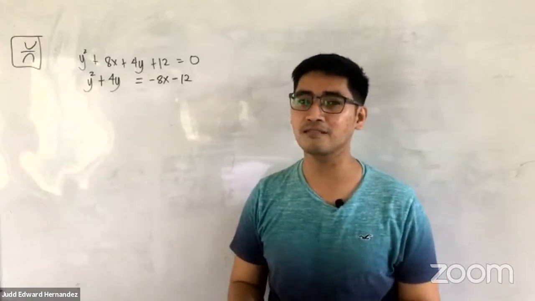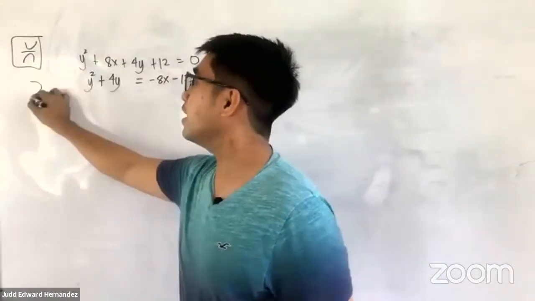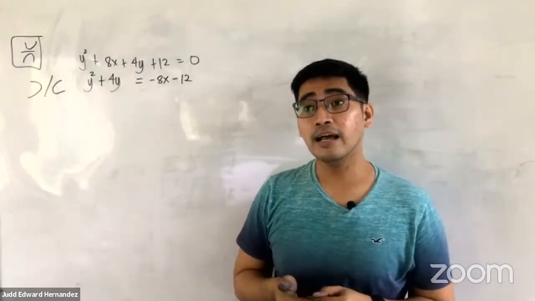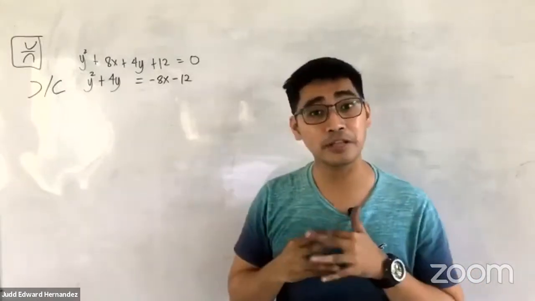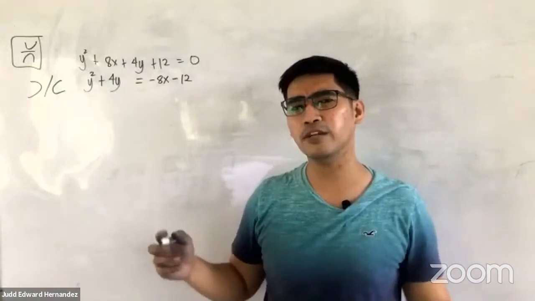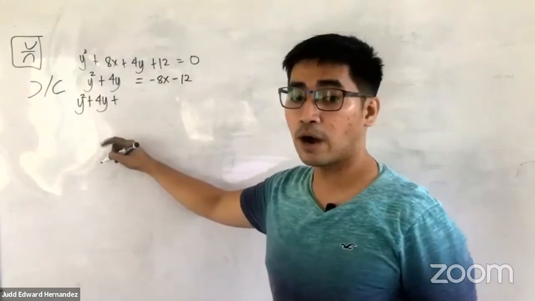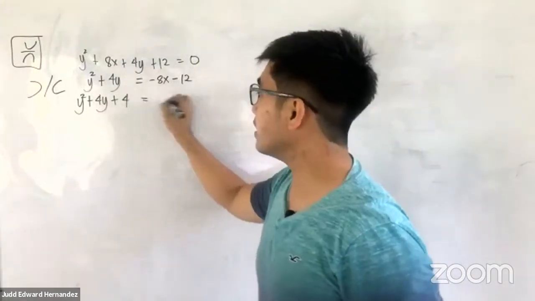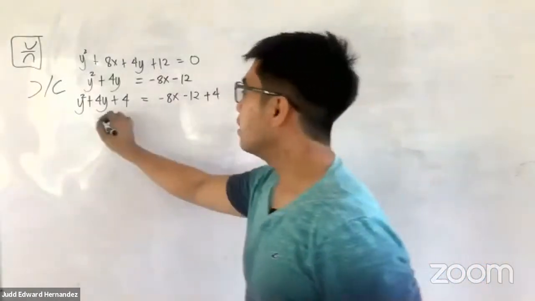Kasi litong-lito na ako eh. Opens to the left po. Left or right? Hindi tayo pwedeng magbigay ng assumptions na specific tayo agad kung sa left siya or sa right since hindi pa naman natin nakukuha yung standard form. Tama ba? Okay. So in this case, ano nga ulit yung gagawin na susunod? Kung meron na tayong ganito, we need to complete the square po. And this becomes y squared plus 4y plus 4 is equal to negative 8x minus 12 plus 4. Okay.